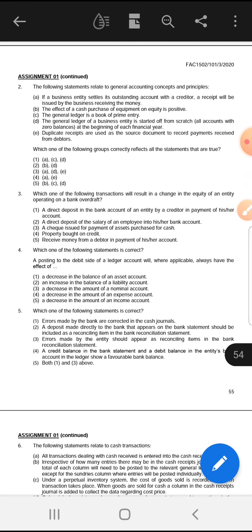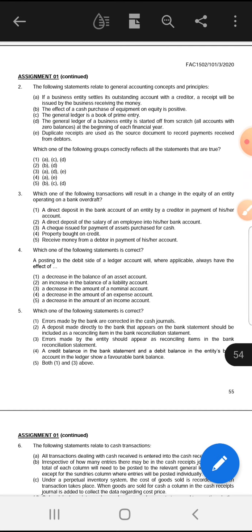The reason being, number A: a business will settle its outstanding account with a creditor, and a receipt will be issued by the business for receiving the money. The business is paying its creditor, so the creditor will issue a receipt as proof of payment to us.